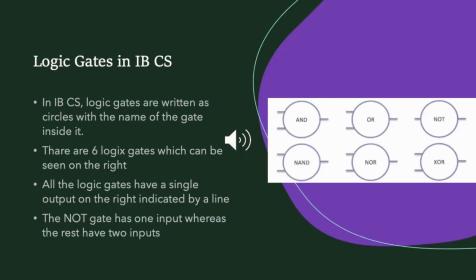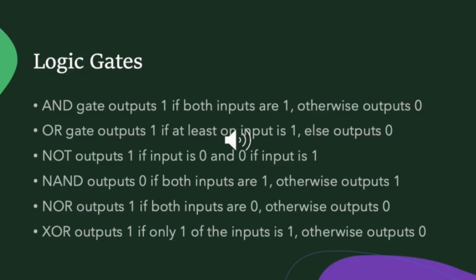All the logic gates have a single output on the right indicated by a line. The NOT gate has one input, whereas the rest have 2 inputs. Here we have a summary of logic gates and Boolean operators.